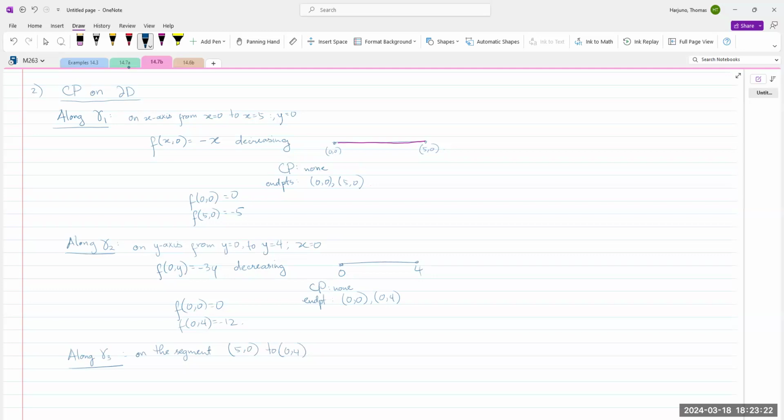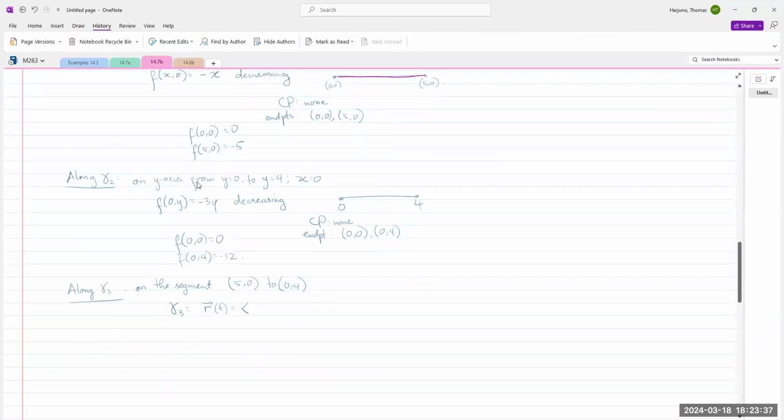Okay, now from here, let's parameterize that. I will say that gamma 3 is r(t), where x goes from 5 to 0. So I will control my t from 0 to 1, right? Okay. So when t equals 0, x is 5. When t equals 1, x is 0. Now, y needs to go from 0 to 4, so let's call this 4t.